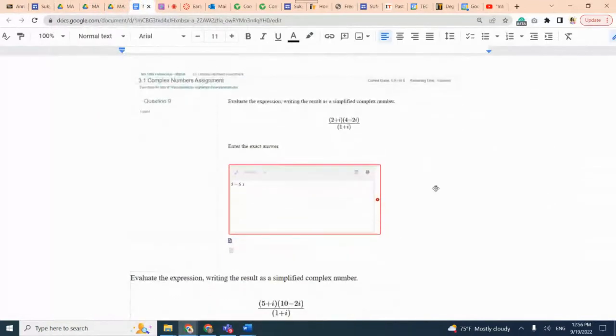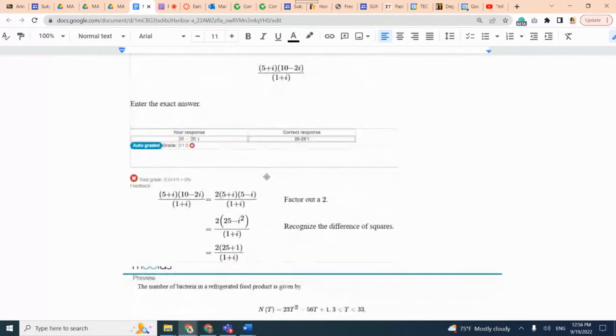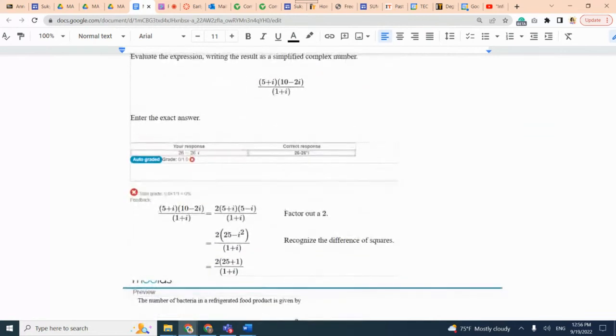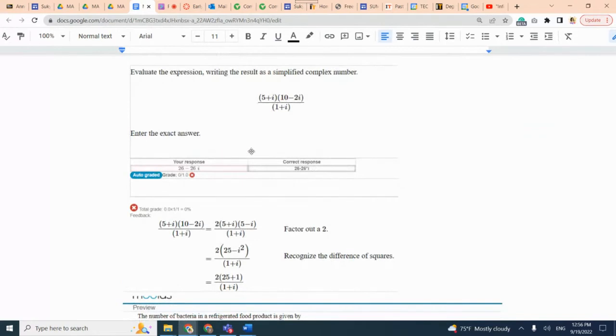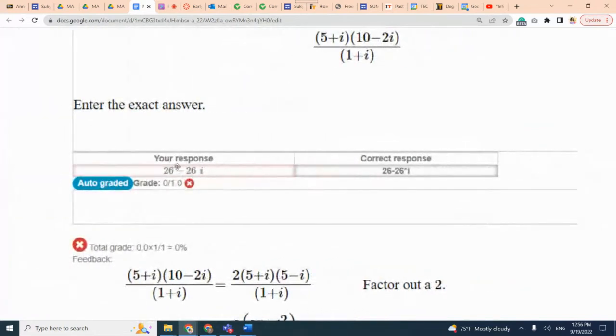And then, remember last time one of your classmates asked me about this problem. 5 minus 5i was a correct answer, but why, when we input 5 minus 5i in the Möbius, did it say this is wrong? And then I checked it, and I figured out why. Because the Möbius doesn't recognize 26i. So you need to put the asterisk between the 26 and the i.